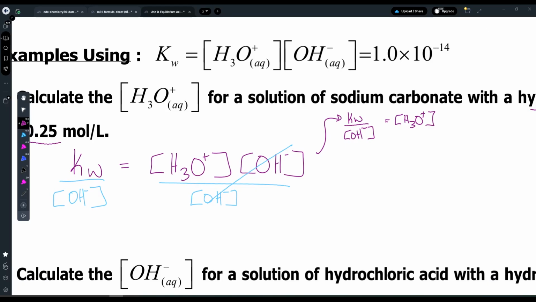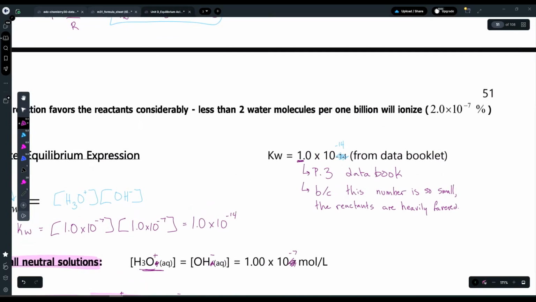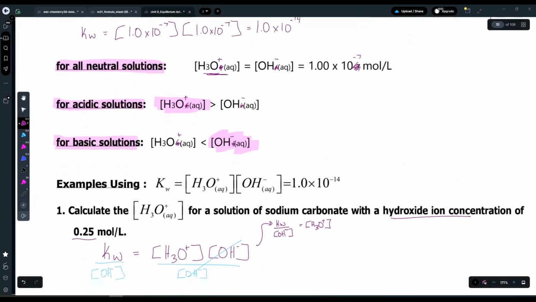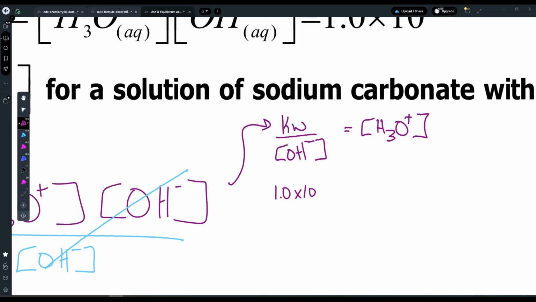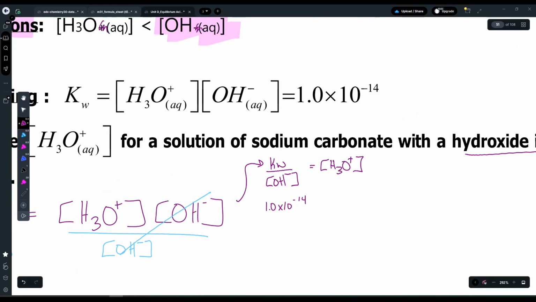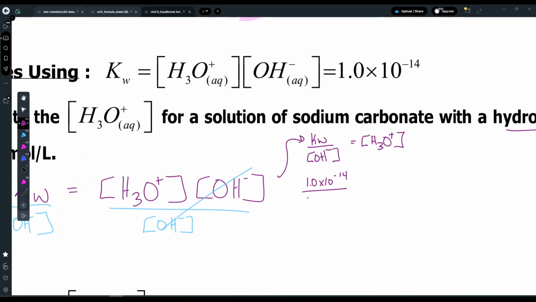So now at this point, Kw, or the equilibrium law constant for water, is a constant already given to us. So that's 1 times 10 to the power of -14. So I'm going to plug that in. We were told that the concentration of hydroxide ions is 0.25.